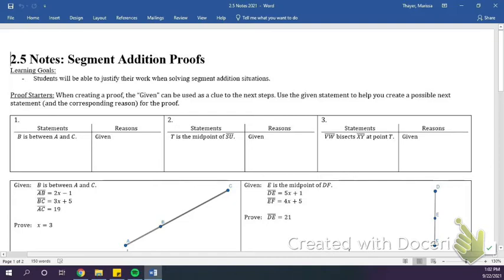So to start, they tell you that B is between A and C. We don't know if it's in the middle exactly, but we just know it's between those 2 points somewhere. If they ever give you that information, you can set up a segment addition where AB plus BC equals AC. That's segment addition.